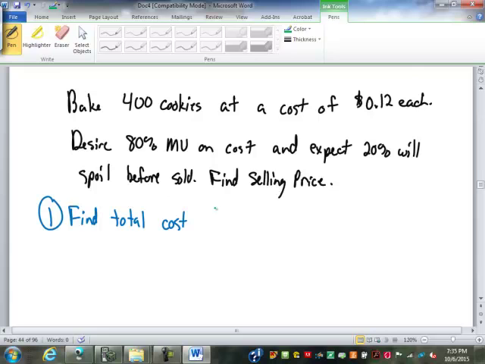Sure. So first step is going to be find the total cost. So we have 400 cookies at a cost of 12 cents each, which is going to give us $48 as our total cost.